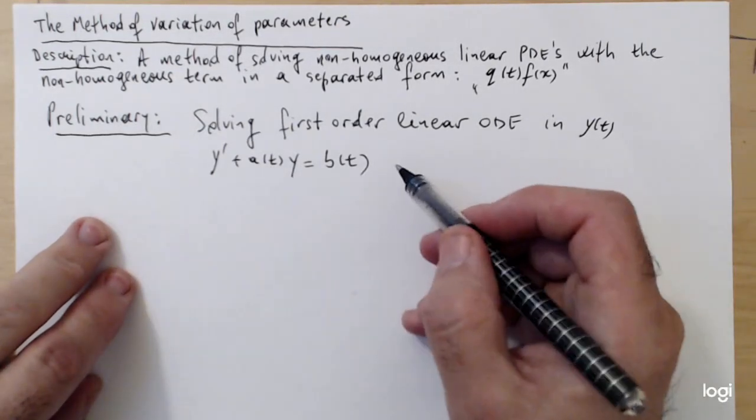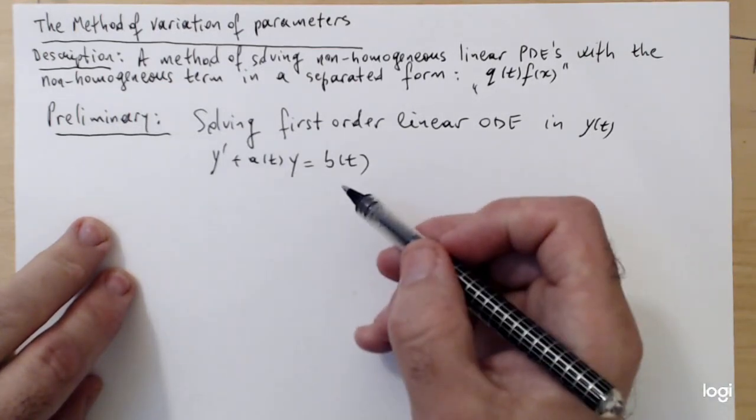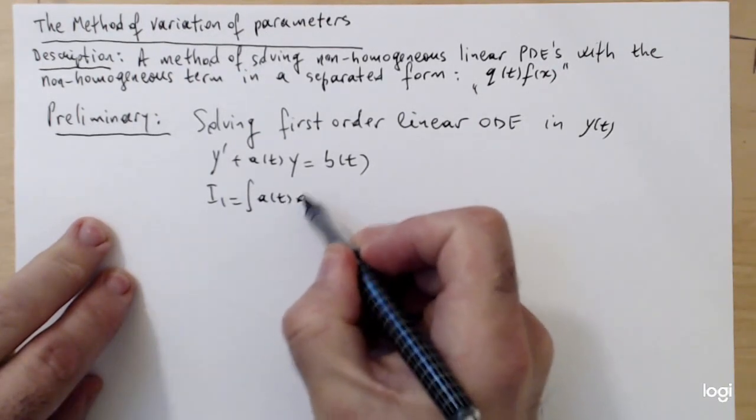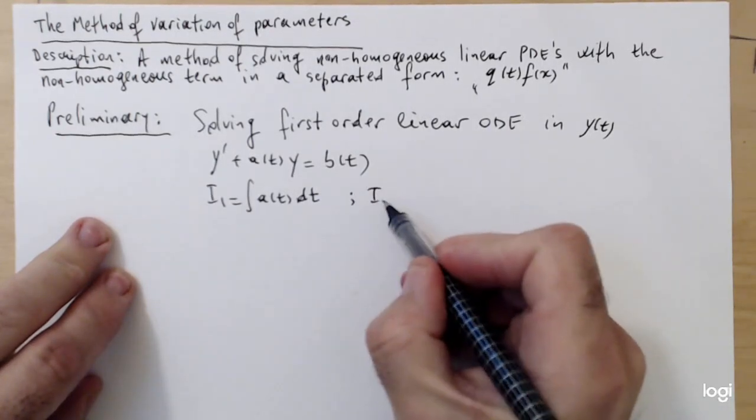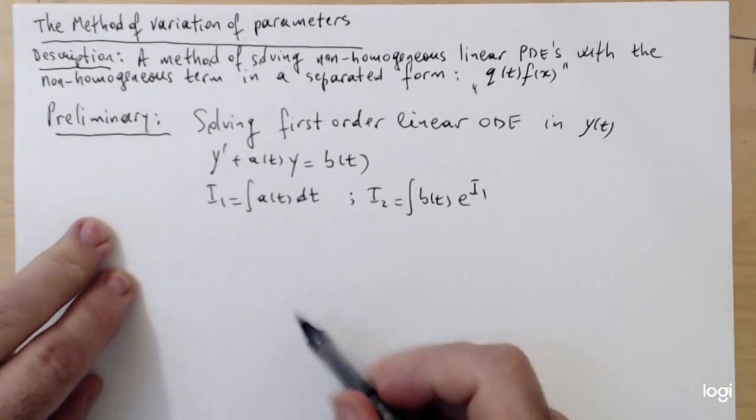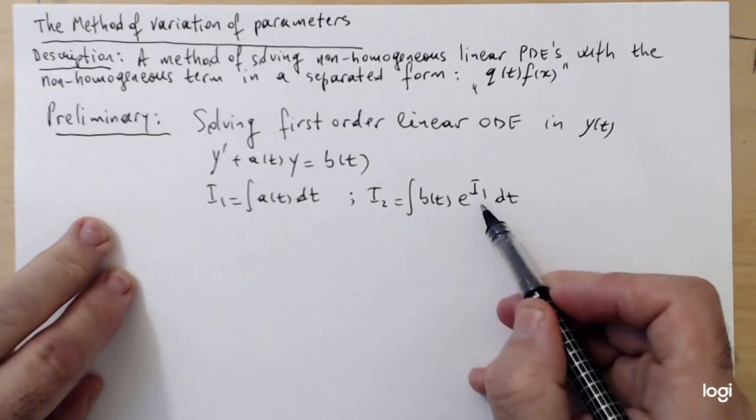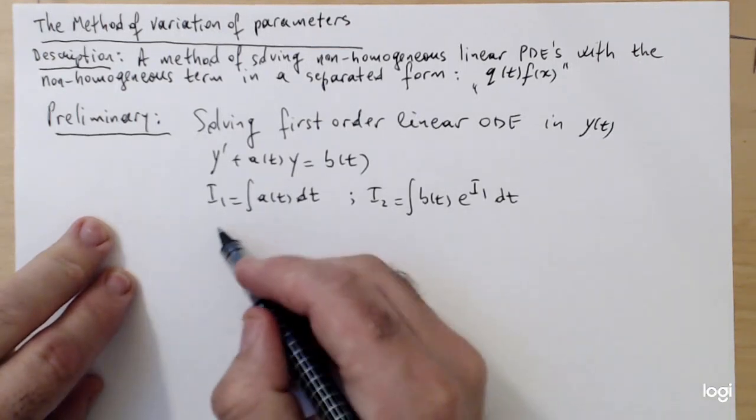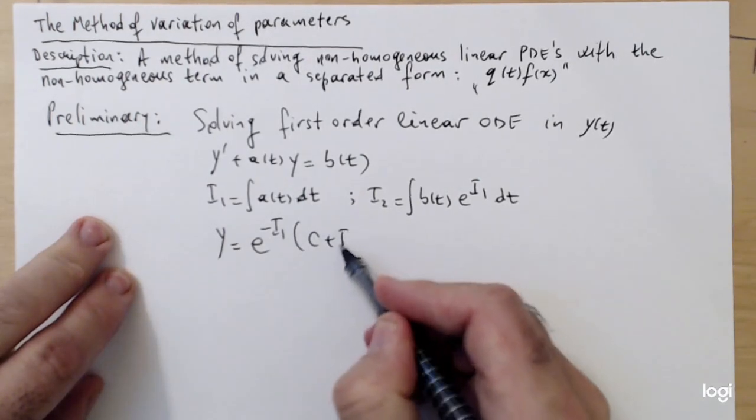We can prove that the solution of this equation depends on two integrals, basically. The first thing is to compute the antiderivative of a of t. Let's call that antiderivative I1. The second integral is the integral of b of t e to the I1, I2. You do the first one first because you need it to solve the second integral. With these two integrals, the formula for the solution is e to the minus I1 times the quantity c plus I2.